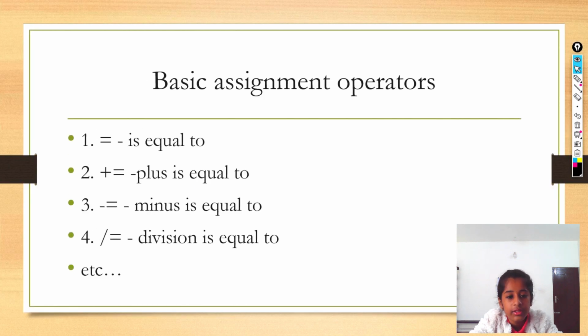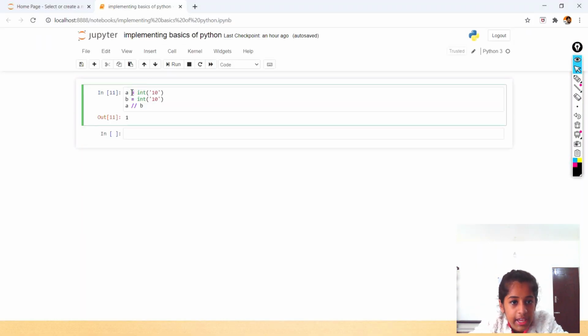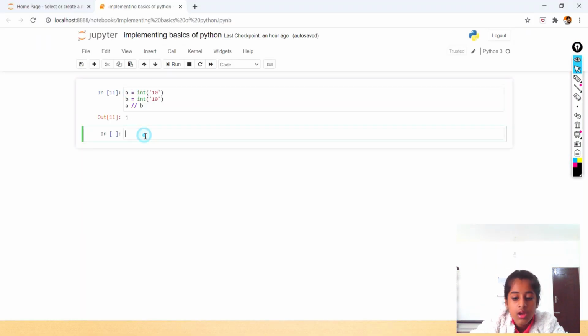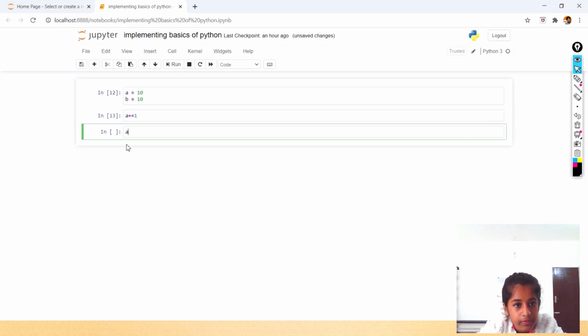And now it's going to be the assignment operator. Let's do it. Let's think A is equal to A plus 1. But rather than writing this whole thing, we're going to say A plus is equal to 1. When you do this, let's print out A.